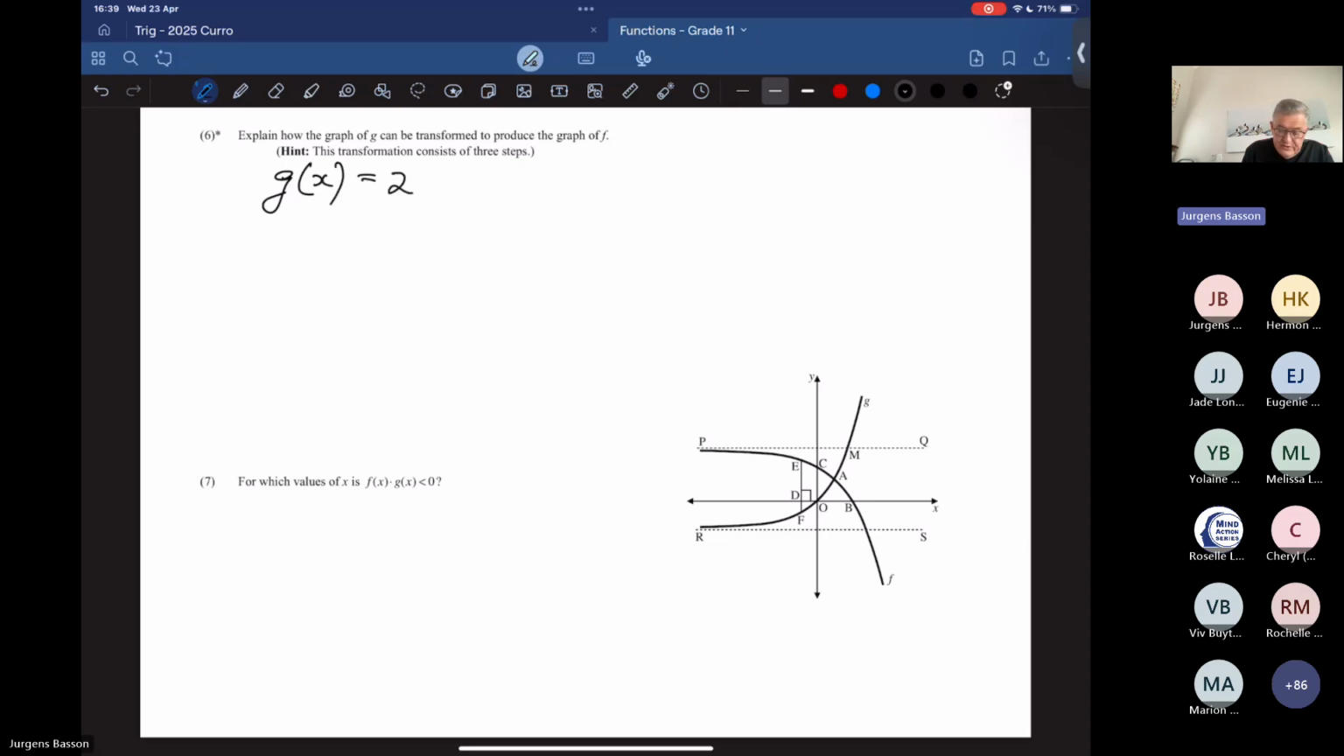So G(x) is 2 to the x plus 1 minus 2, and F(x) is the minus 2 to the x plus the 4. So they say, how can G be transformed to produce the graph of F? So that means we must start with the G graph. And we must transform this graph to get F. And the first thing we're going to do is reflect it, because that is where that negative comes from, that is with the 2 to the x. So we will reflect this graph.